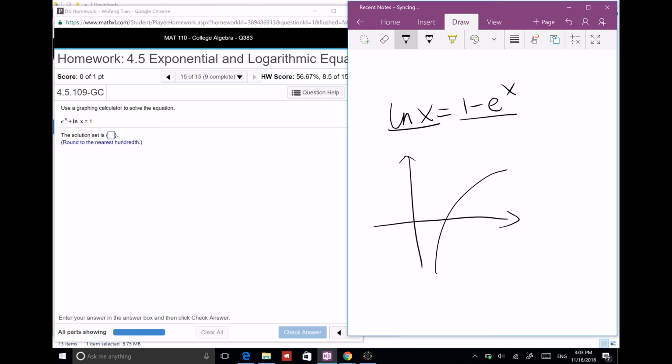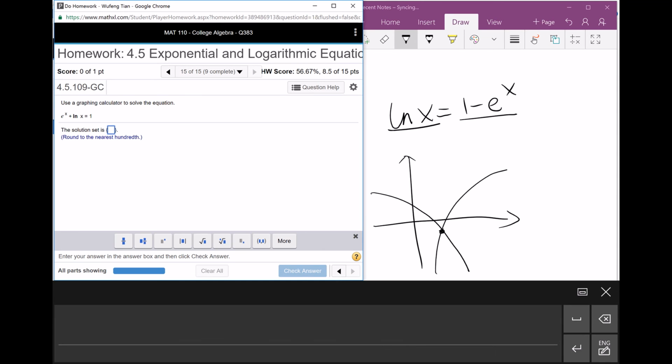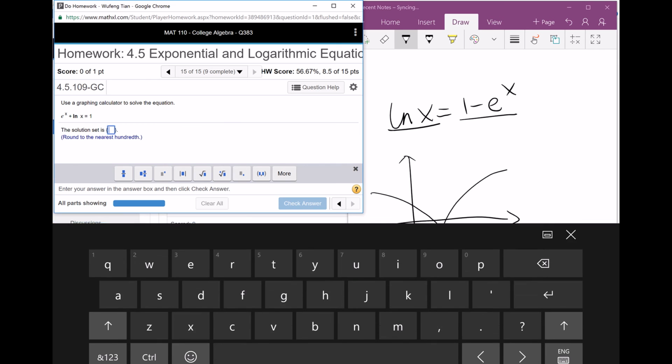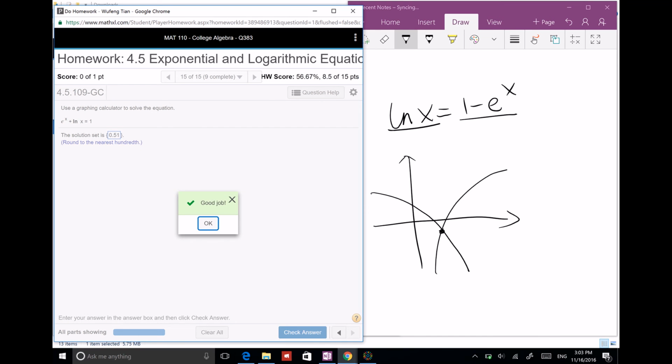So y equals ln x. Second one, y equals 1 minus e to the power x. Okay, so it's going to be this way. Something here, if you use a graphing calculator online, let me see what this point is. It's negative 0.512. Wait, it's positive 0.51. Okay, that's it.